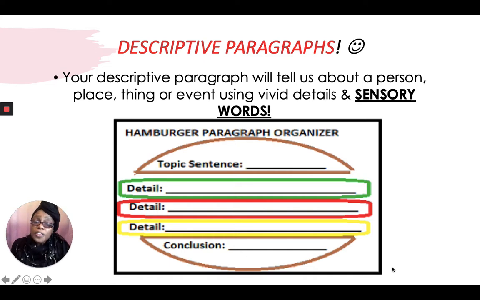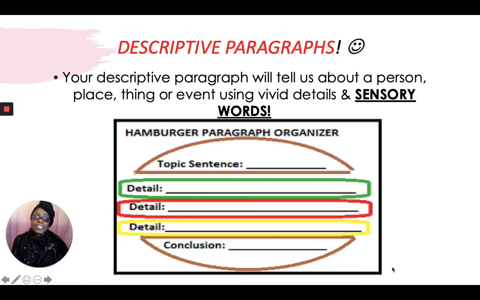And start off with your topic sentence. After that, you're going to give at least 3 sentences detailing what you wrote about in your topic. And then you will put the conclusion. Just remember, we want vivid details. We want your paragraph to be juicy. We want it to be exciting, okay? So use lots of sensory words.